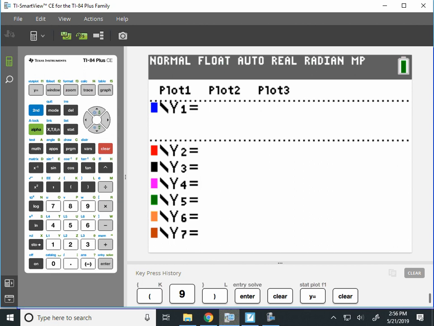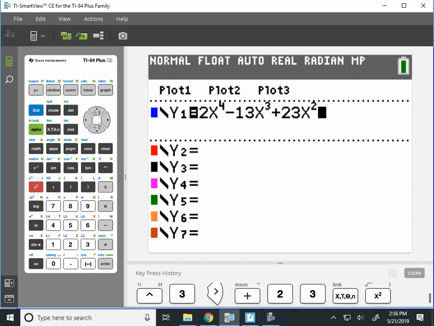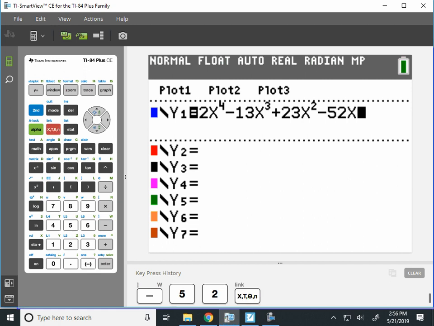Right, so we're going to graph 2x to the 4th minus 13x to the 3rd plus 23x squared minus 52x plus 60.